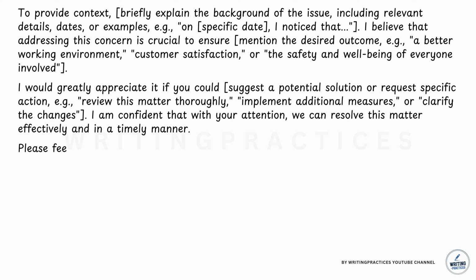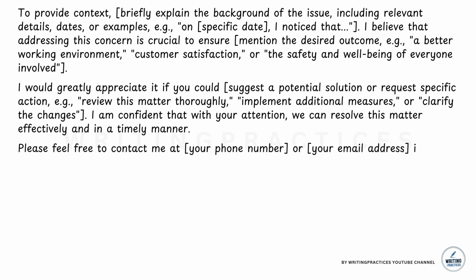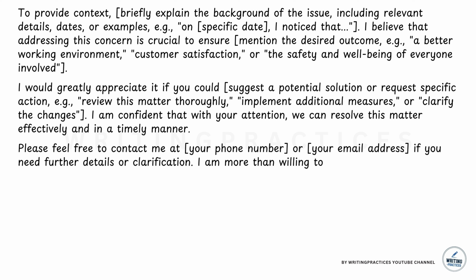Fourth body paragraph, availability for further discussion. In the final body paragraph, express your willingness to provide additional information or discuss the matter further. For example, please feel free to contact me at your phone number or your email address if you need further details or clarification. I am more than willing to discuss this issue at your convenience. This paragraph shows that you're open to dialogue and cooperative in resolving the concern. It also reiterates your contact information for easy follow-up.